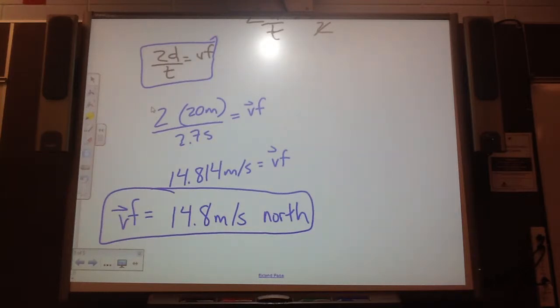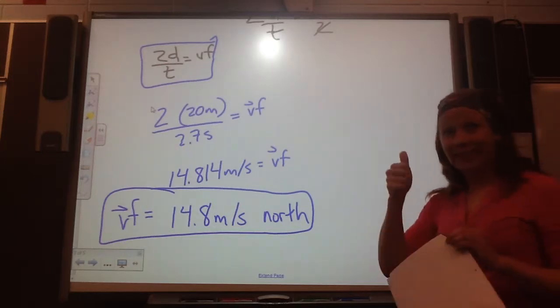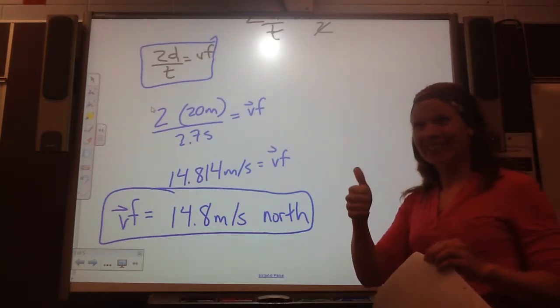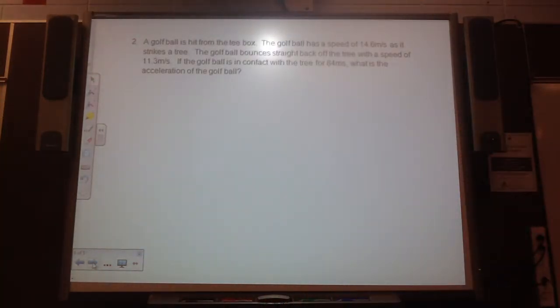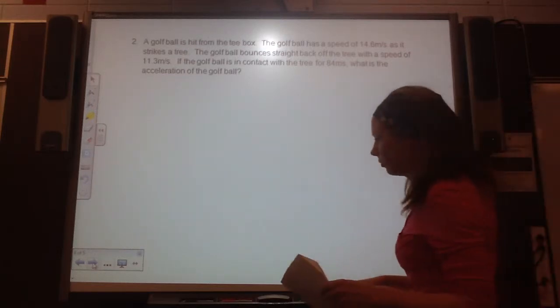Okay? Good? Questions? No? Good? Thumbs up? Okay, next one. A golf ball is hit from the tee box. The golf ball has a speed of 14.6 meters per second as it strikes a tree. The golf ball bounces straight back off the tree with a speed of 11.3 meters per second. If the golf ball is in contact with the tree for 84 milliseconds, what is the acceleration of the golf ball.